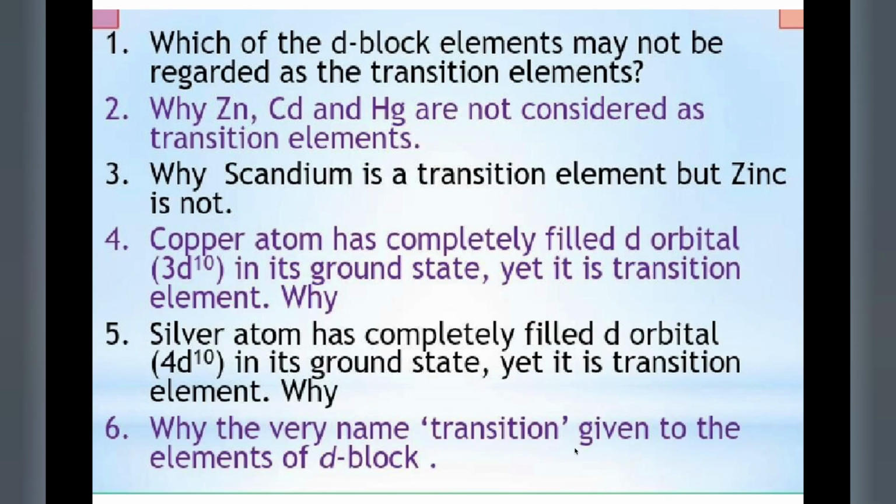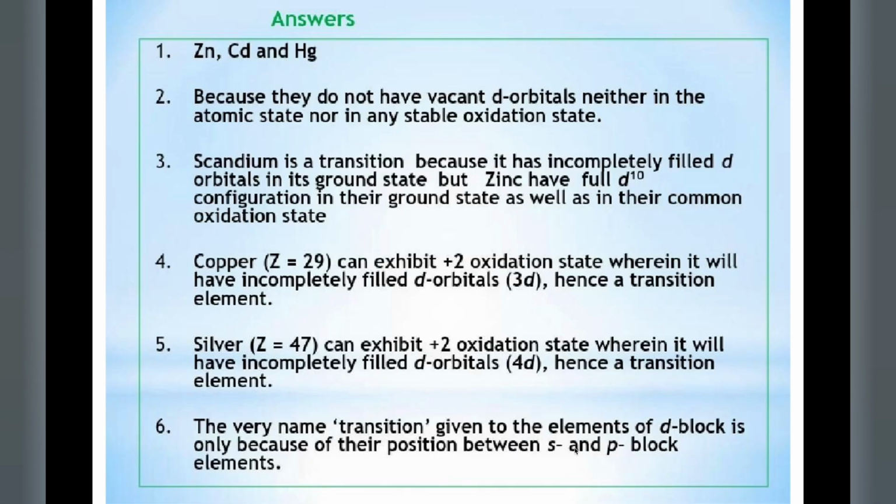Now the fourth one is, the copper atom has a completely filled d orbital, 3d10, in its ground state, yet it is a transition element. So this is an exception. Why is it like that? Even though it has a completely filled d orbital, why is copper a transition element? Because copper, its atomic number is 29, exhibits normally the +2 oxidation state, wherein it will have incompletely filled d orbitals, that is 3d orbitals. So it is a transition element.